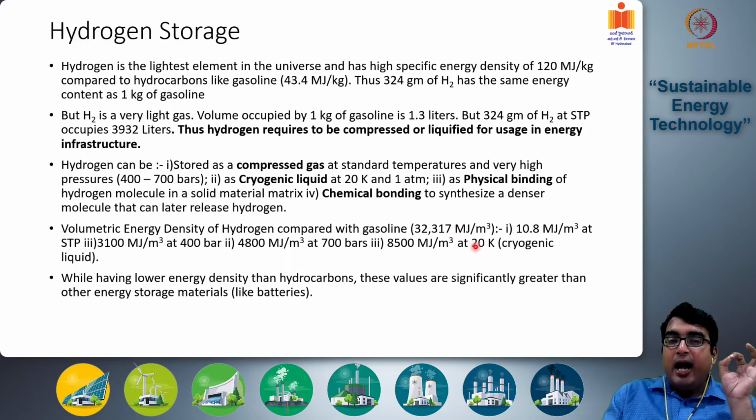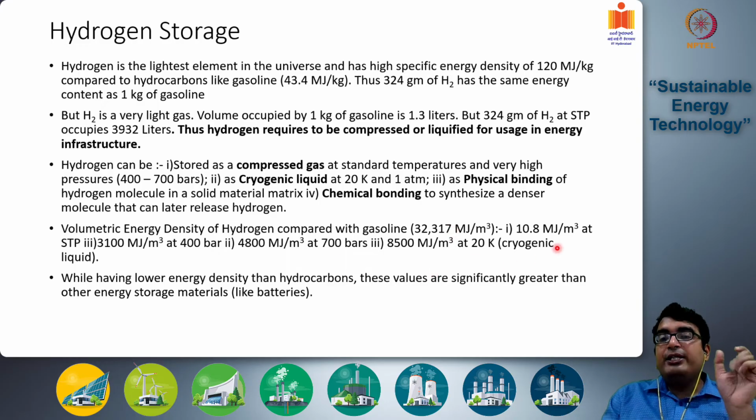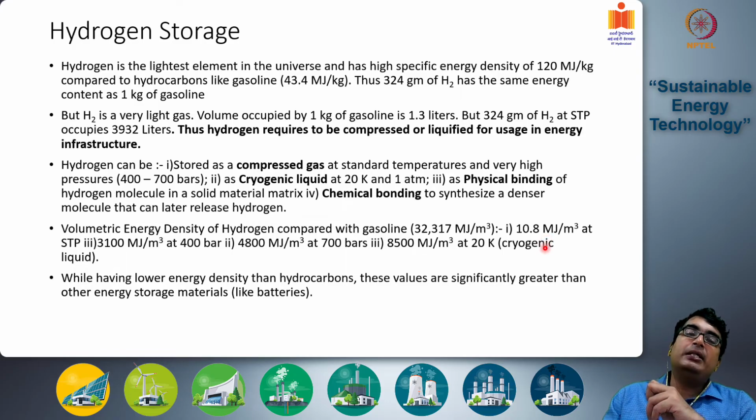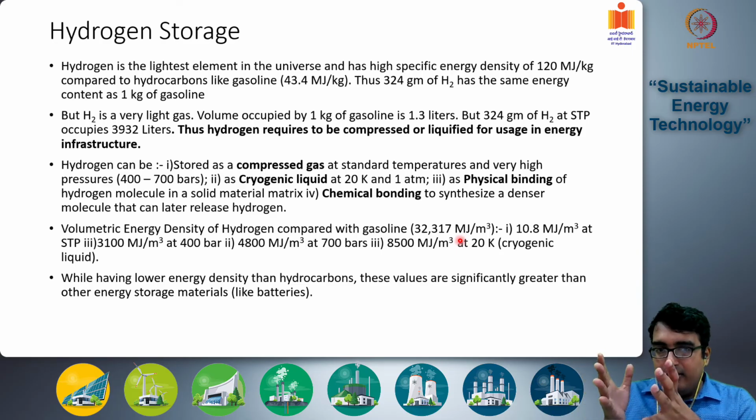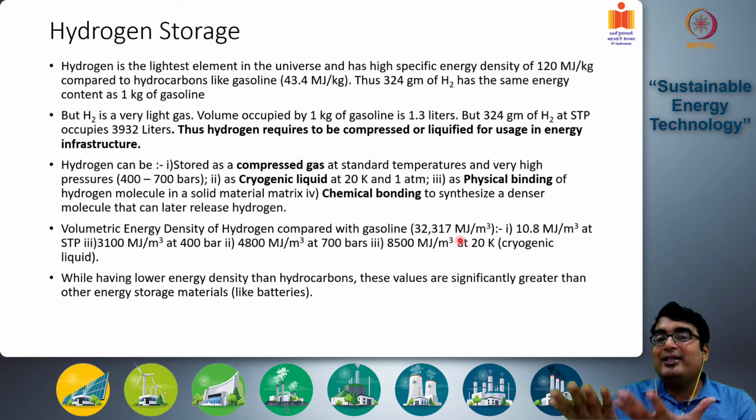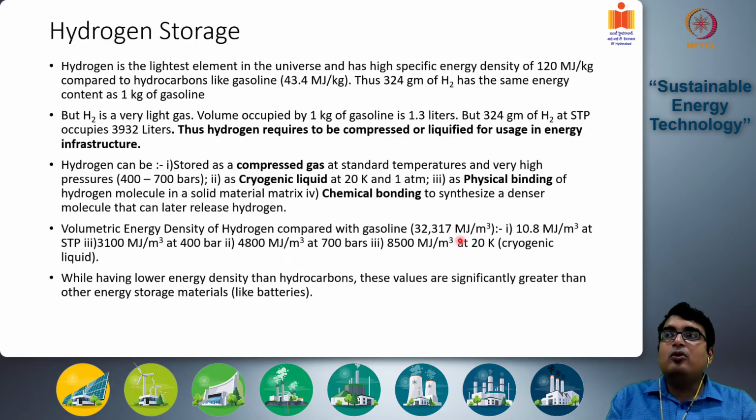Compare this with hydrogen's volumetric energy density, which is just 10.8 megajoules per meter cube at STP. Okay. So you can see that hydrogen's energy density at STP is more than 3000 times lower than that of gasoline. But this can increase if you do certain things to hydrogen. So if you compress it to 400 bars, that energy density goes to 31,000 megajoules per meter cube. If you go up to 700 bars and compress it, the energy density goes to 48,000 megajoules per meter cube. Still significantly small, but now it's around 6 to 7 times.